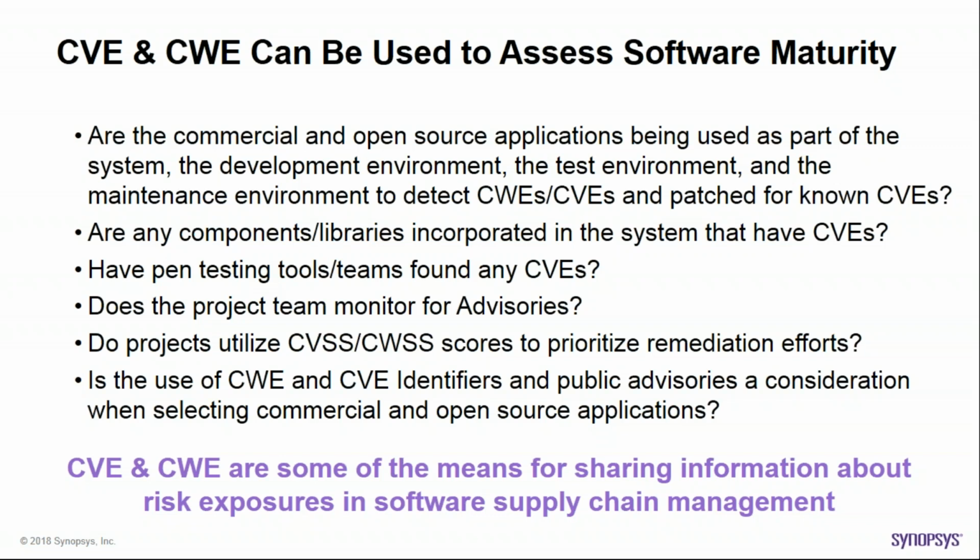Both CVE and CWE can be used to assess software maturity. And these are questions that you should be asking your development teams or your suppliers. Are the commercial and open source applications being used? Are they using CVEs and CWEs? Are any component libraries incorporated into the system? Do they have CVEs or CWEs? Have pen testing teams found any CVEs? Does the project team monitor for advisories? Do projects utilize the scoring systems associated with both CVEs and CWEs to prioritize and remediate those risks?